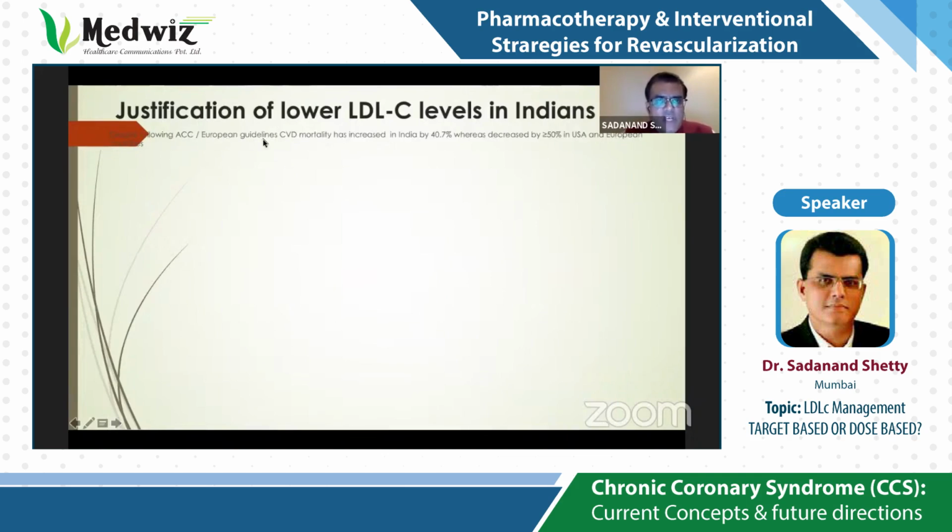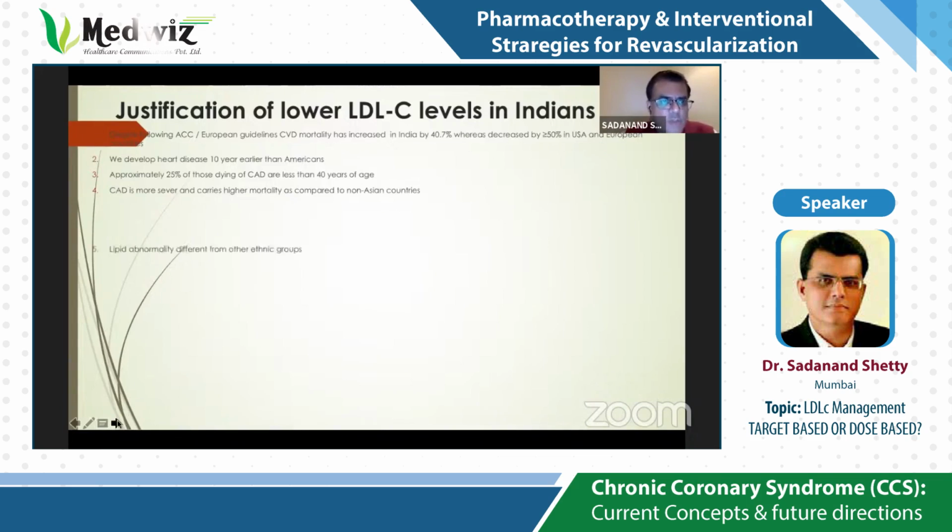Now, just to conclude, the last slide: why we need to lower the LDL in India particularly. If you follow the ACC and European guidelines, CVD mortality has increased in India by 40.7%, whereas it decreased by 50% in the USA and Europe when they follow their guidelines. Even if we follow the guidelines, our disease has increased, not reduced. We develop heart disease 10 years earlier than Americans, which is well documented in many studies. Approximately 1 in 4 of our patients who die due to coronary artery disease are less than 40 years. So our incidence and prevalence are higher. CAD is more severe and carries a higher mortality compared to non-Asian countries, and that is a huge burden for us.